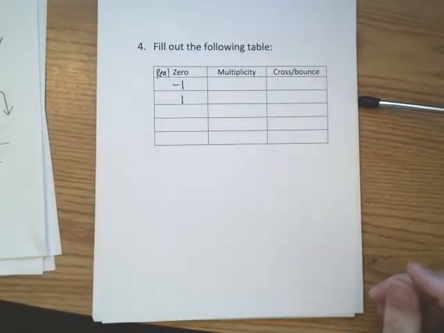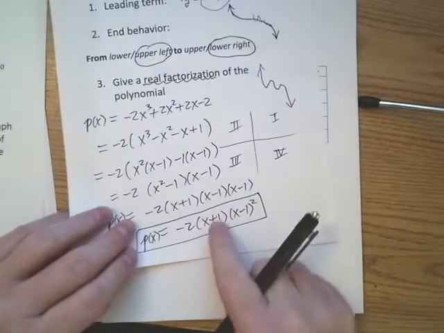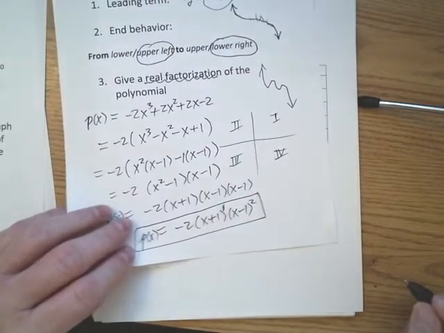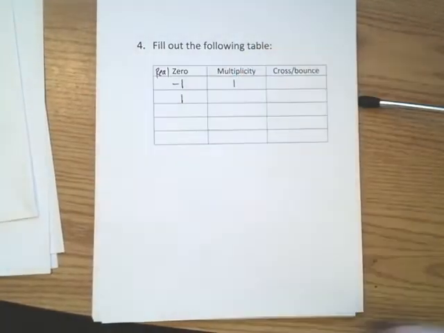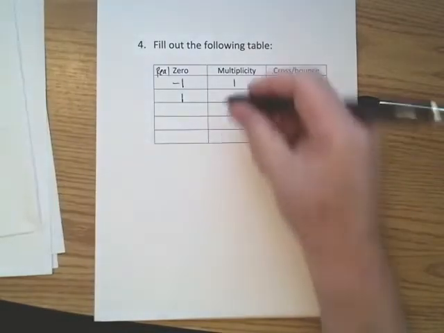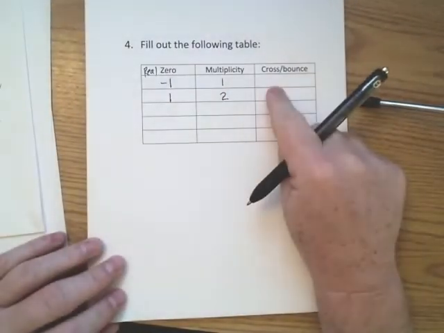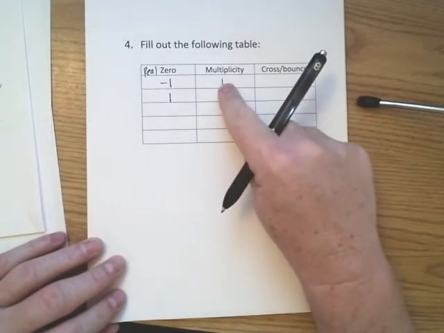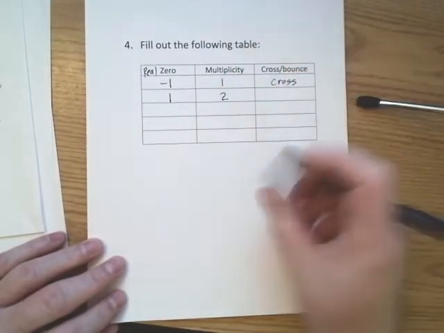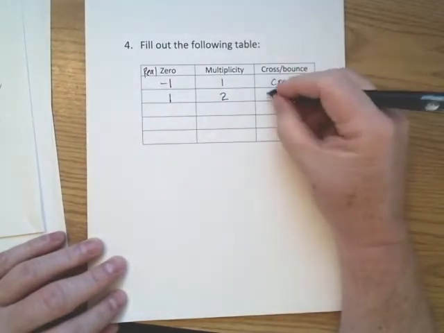What's the multiplicity of negative 1? Well, what power actually appears here? How many times does that factor appear? Just once. So we called that a simple zero, didn't we? How about the 1, though? The x minus 1 appears twice. That is multiplicity 2. Do you remember? If it's odd multiplicity, then it crosses the x-axis. If it's even multiplicity, what does it do? It bounces.